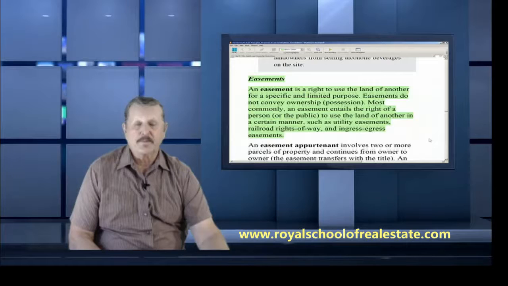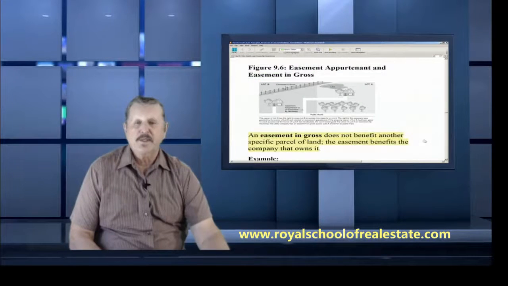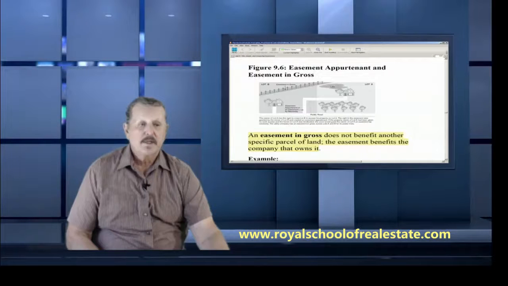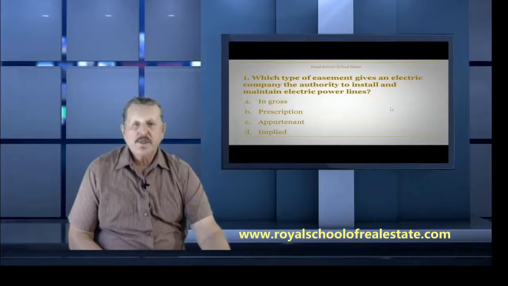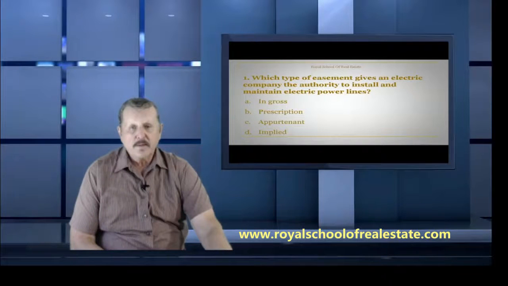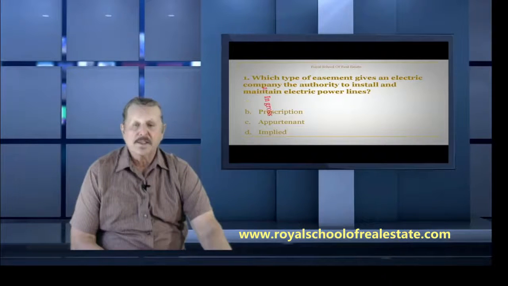And we will look at the easement appurtenant and easement in gross. An easement in gross does not benefit another specific parcel of land. The easement benefits the company that owns it. So the question: which type of easement gives an electric company the authority to install and maintain electric powers? It's an easement in gross.